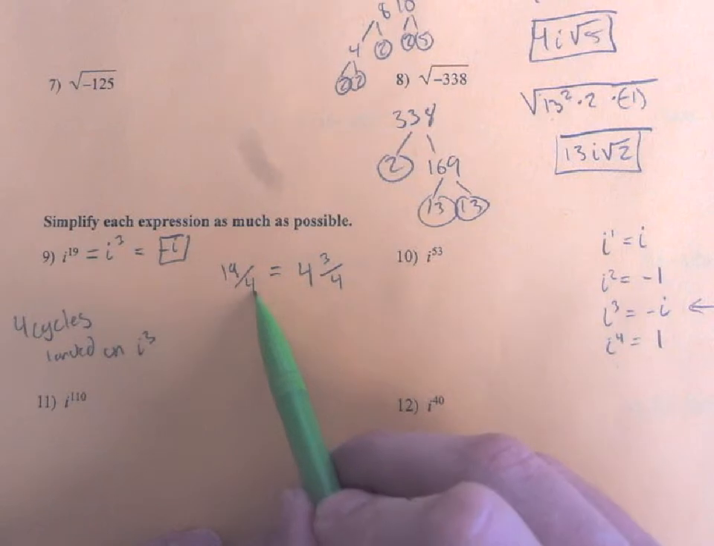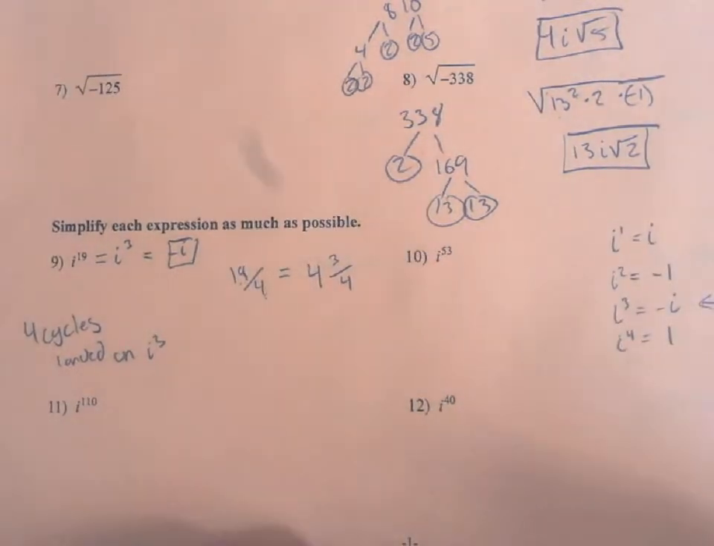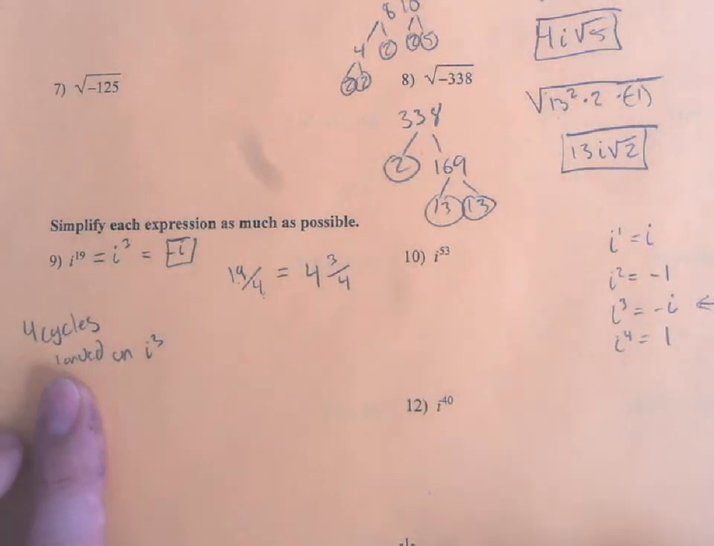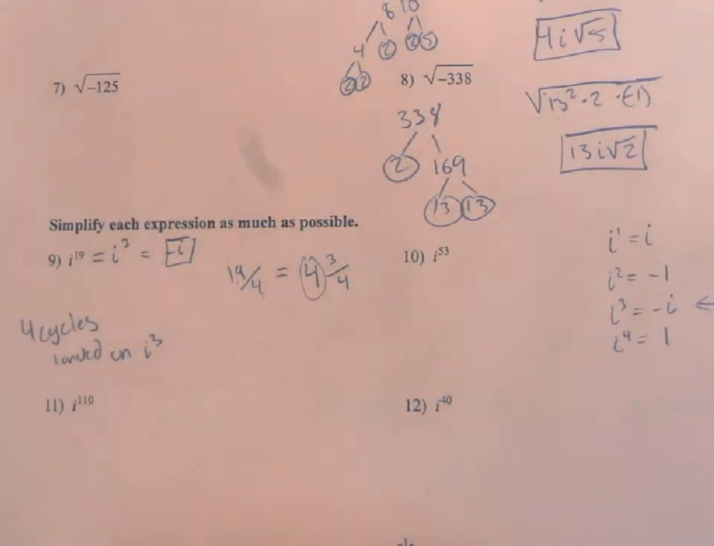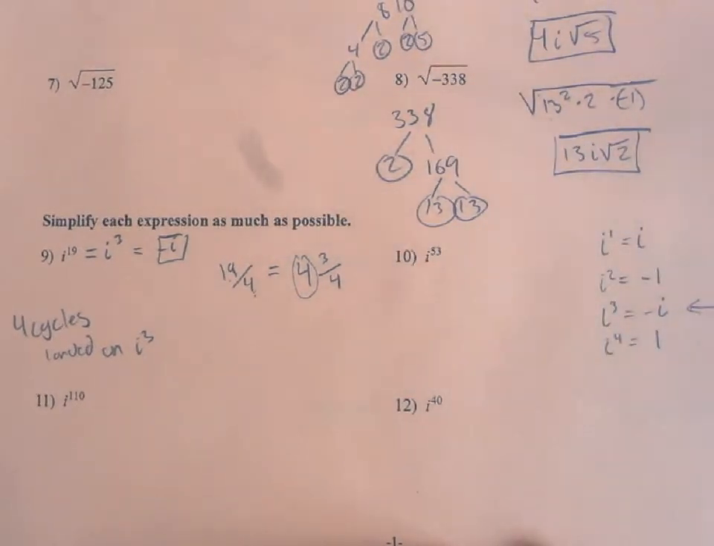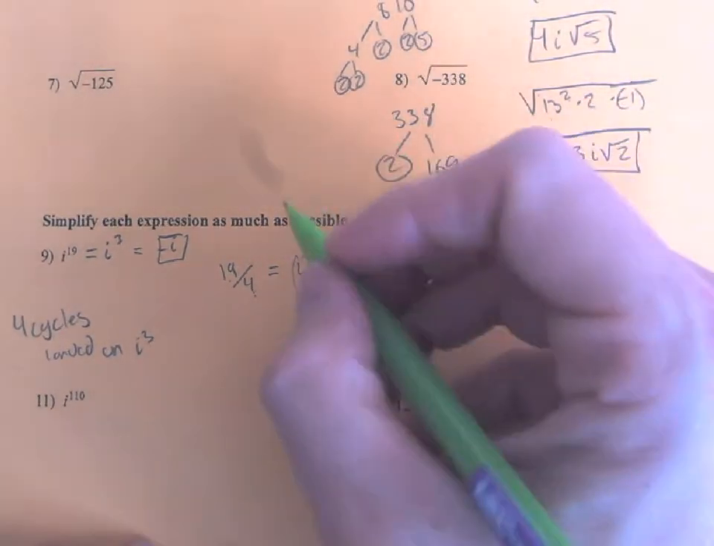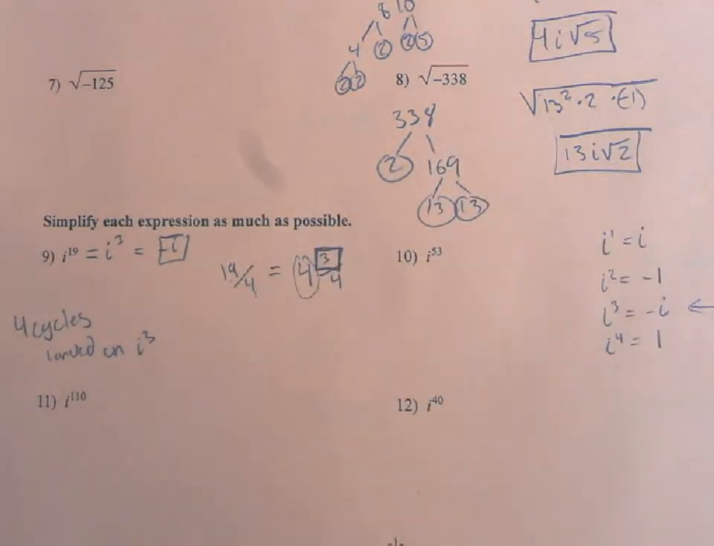So you just see how many times this goes into this. It goes 4 full times. How does this compare to what we came up with here? Well, this whole number right here, 4, is actually the number of cycles that we went through. When we divide by 4 and we get the number 4, that means we cycled through 4 times. This guy right here, I'm going to put a box around it, is the remainder.